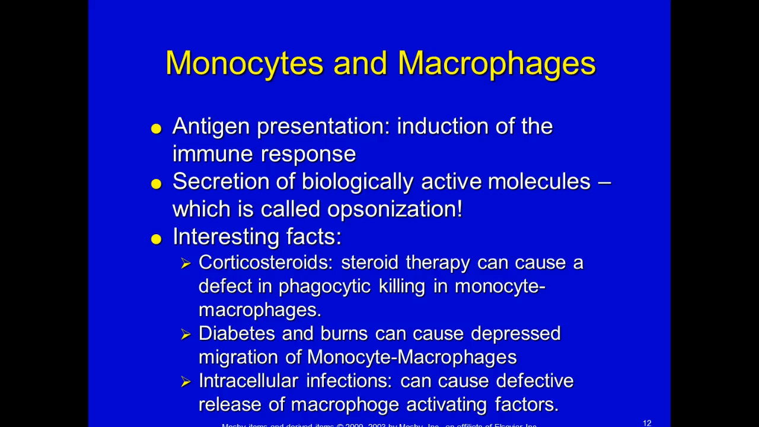Diabetes and burns can cause depressed migration of monocyte macrophages, so that can cause an issue. If you think of some diabetic patients that have poor circulation in their feet, they get infections. Not only does the circulation cause a problem, but the depressed migration of monocytes and macrophages can cause issues with the healing of that area as well. Intracellular infections can cause defective release of macrophage activating factors. So we have to be careful.